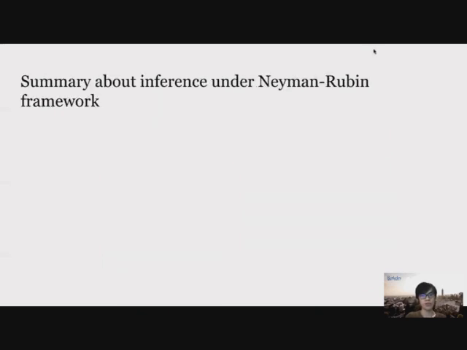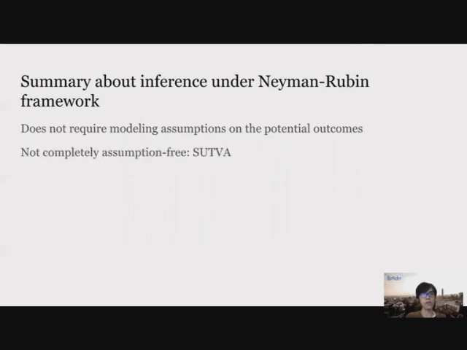Let's now summarize what we've learned about how to do inference under this Neyman-Rubin framework. First, this framework does not require any modeling assumptions on the potential outcomes. We didn't assume any GLM, linear model, or any other model for that matter. The Y_i(1)s and Y_i(0)s were just numbers. They could take any value. However, even though we don't make those assumptions, this framework is not completely model-free. We still have to make the SUTVA assumption. But at least the assumptions are minimal.